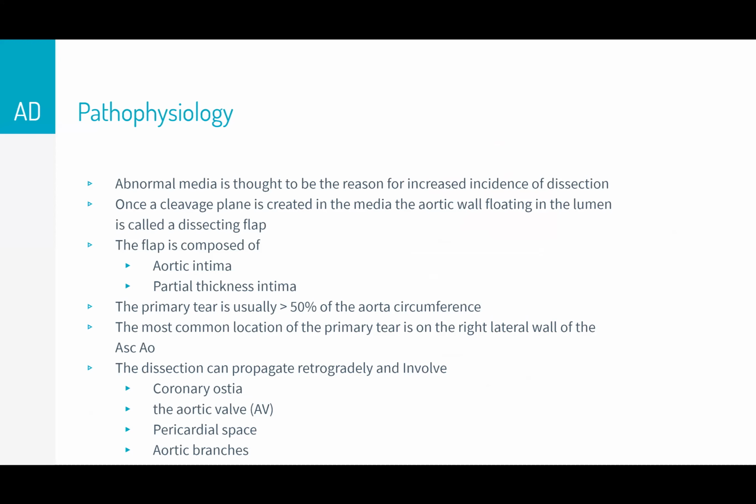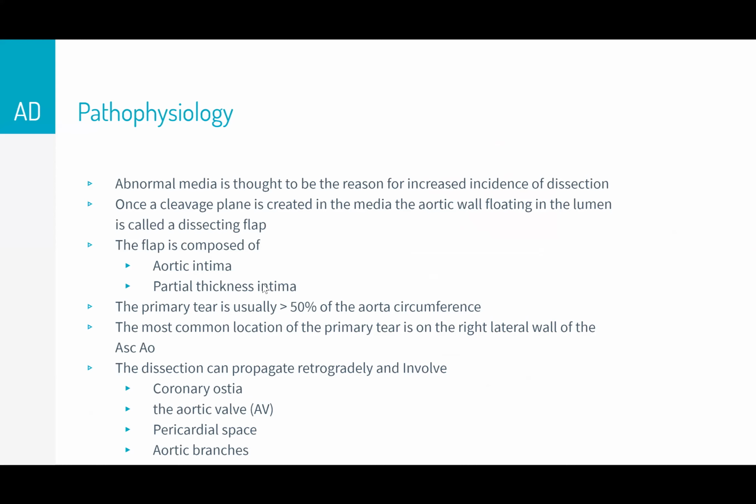For the pathophysiology of aortic dissection, an abnormal media is the reason for the increased incidence of dissection. Once the cleavage plane is created in the media, the aortic wall that is floating, or what we call the flap in the lumen, is what causes most of the symptoms in the aortic dissection. The flap is mainly composed of aortic intima and partial thickness media.